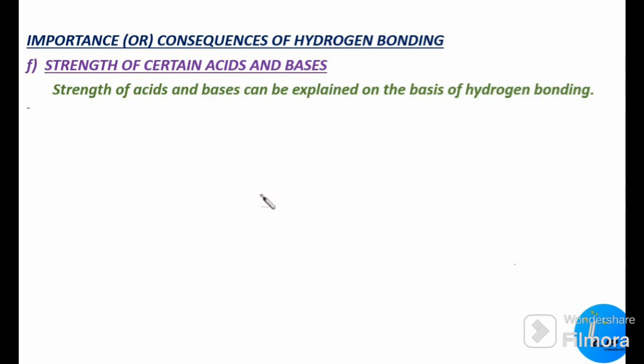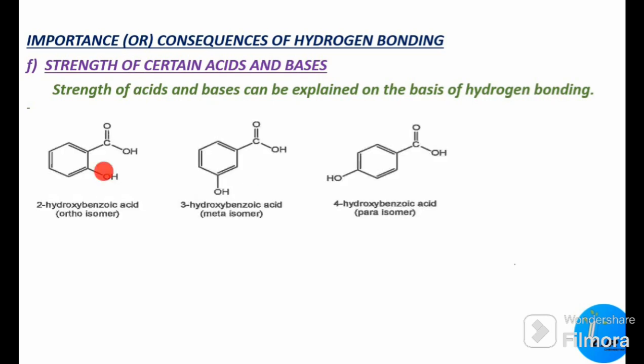Here let me explain the strength of the acid by taking an example, that is salicylic acid. Here we have three isomers of salicylic acid. This is ortho, this is meta and this is para. Actually the ortho salicylic acid is a stronger acid when compared to the meta and para isomers. This is because salicylic acid easily furnishes H plus ions and forms a salicylate ion, and the salicylate ion formed is stabilized by intramolecular hydrogen bonding.